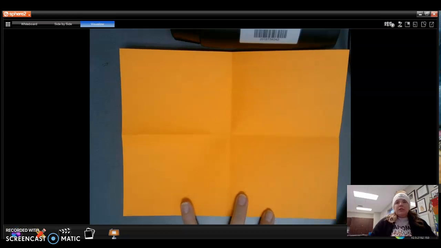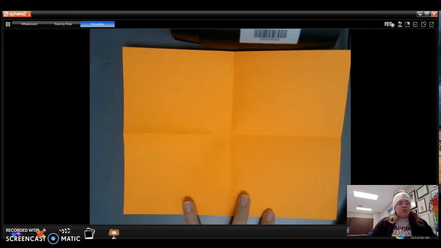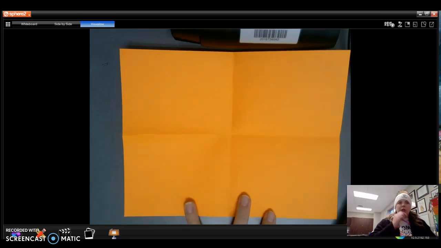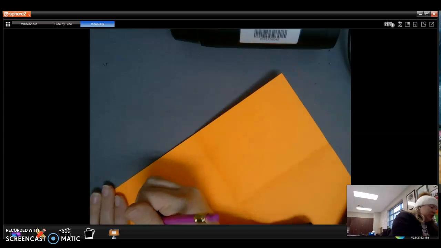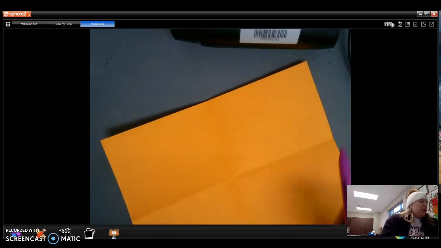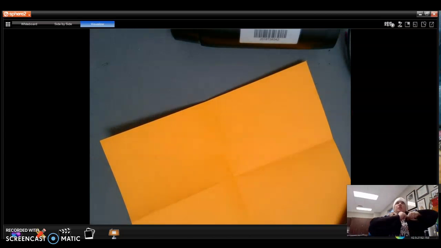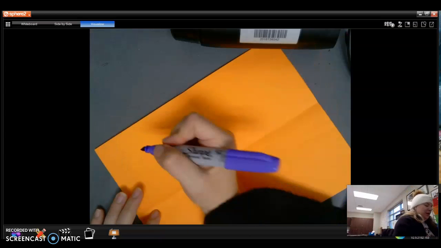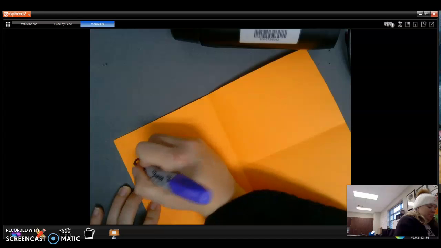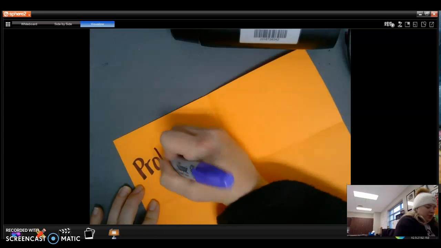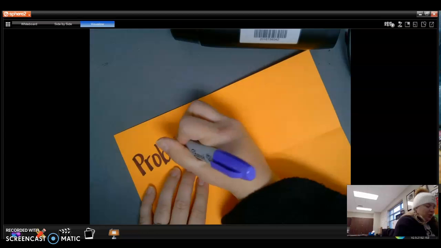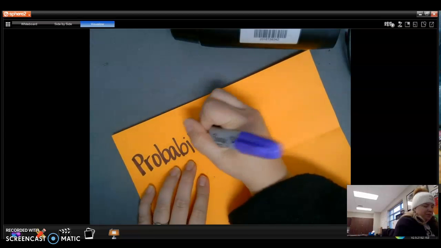Okay, guys, so you're going to get this orange piece of paper. You are going to fold this into fourths, just like Mrs. Brown is currently showing you on the screen. We will be doing this for a model on the word probability. You can do this with marker, crayon, or pencil, whatever. So we will be talking about the word probability today.